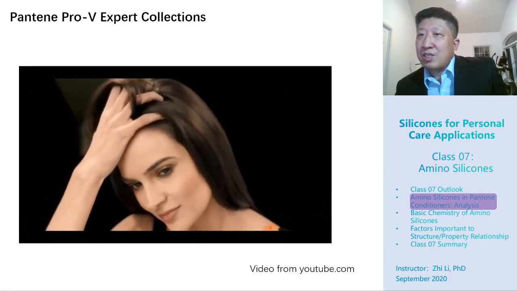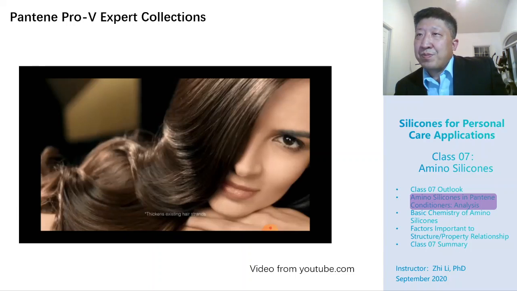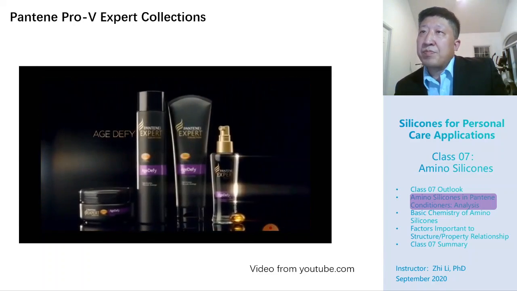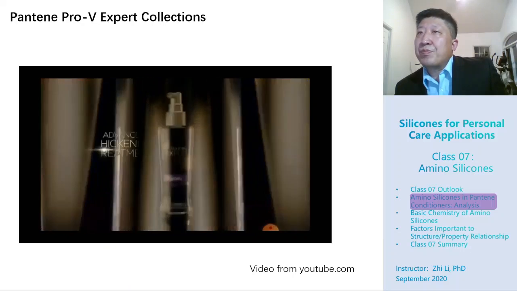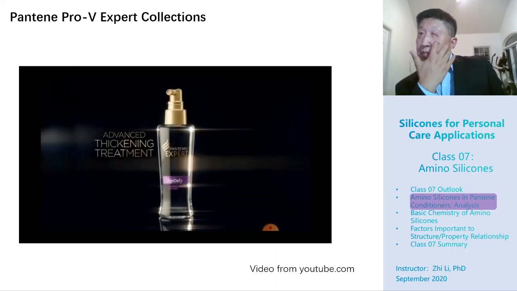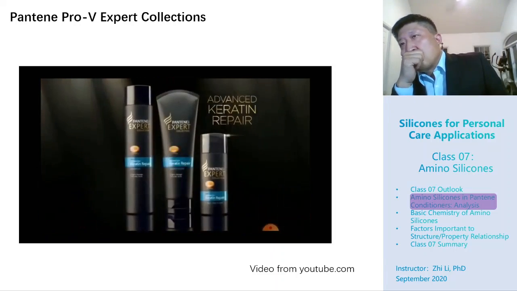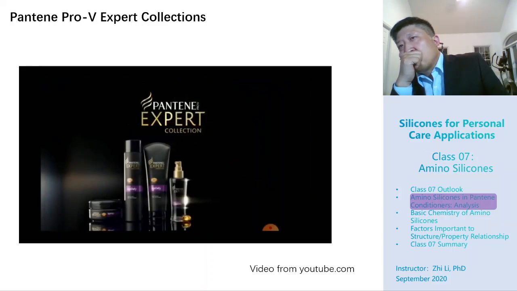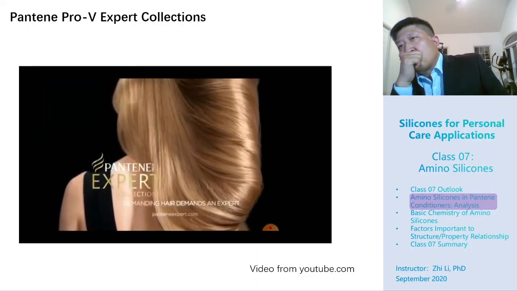For your demanding hair comes an answer. The Pantene Expert Collection. For hair that acts up to 10 years younger, try Age Defy. To thicken hair as if you've added up to 6,500 more strands, get advanced thickening treatment. To repair 2 years of damage in 2 minutes, it's advanced keratin repair, approved by even the most demanding hair. Age Defy, thickening, and advanced keratin. The Pantene Expert Collection. Demanding hair demands an expert.